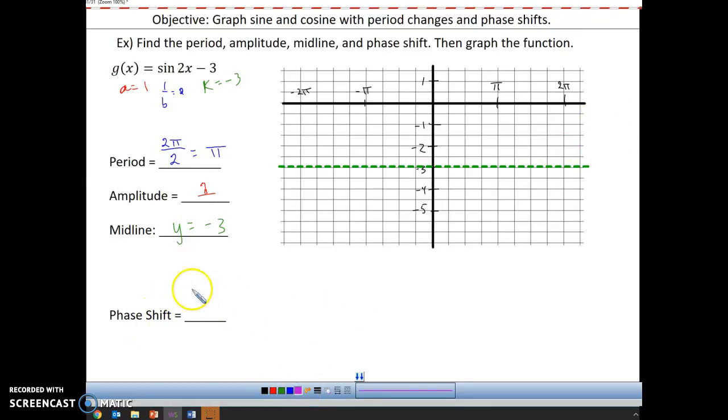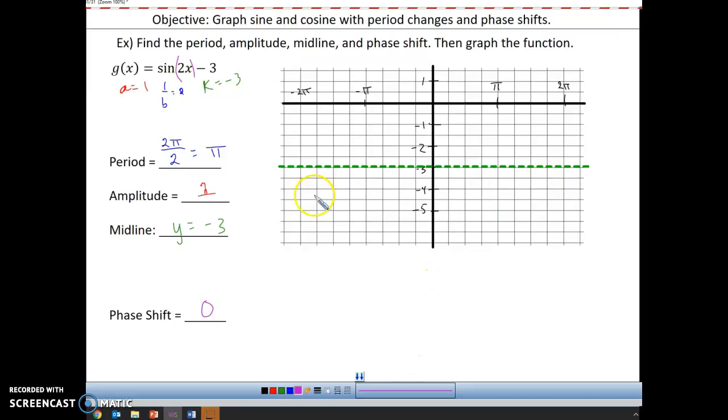Okay, and phase shift. The last thing I notice, again, is that you don't have a c value. If you have a c value, it'll be in parentheses. It'll look like this. So that'll be the next set of examples. We'll have phase shift in there. But let's go ahead and plot this graph.